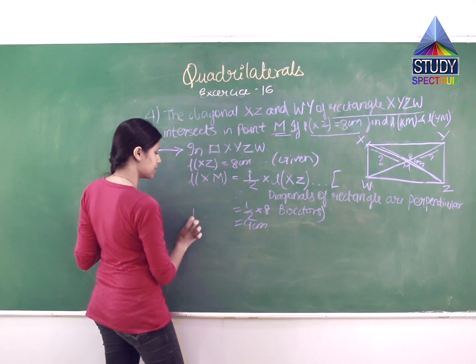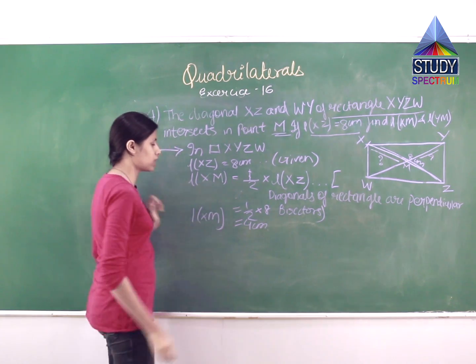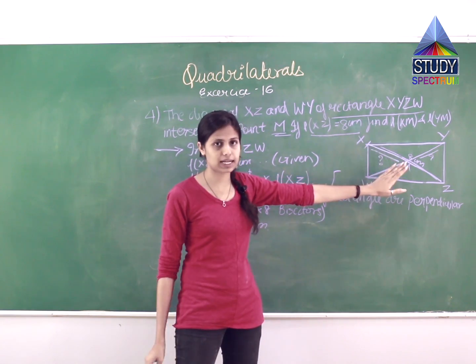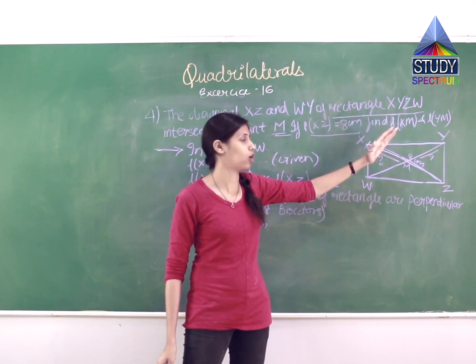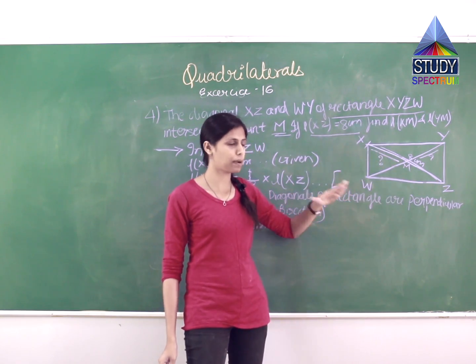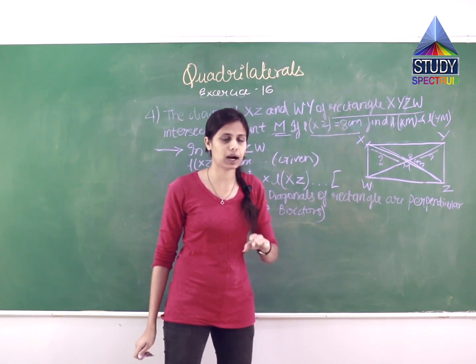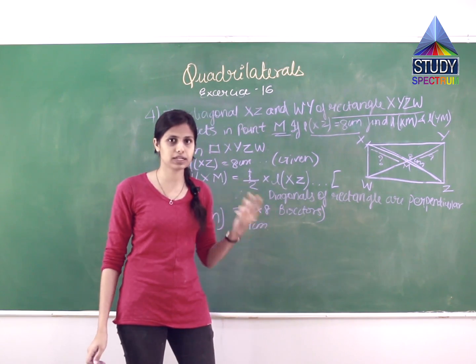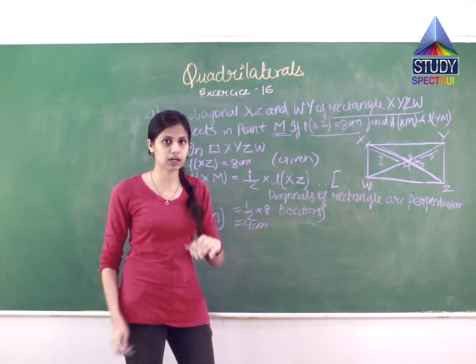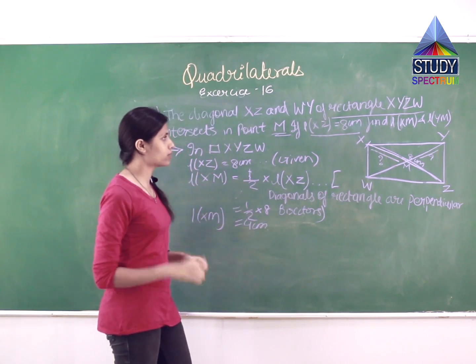So copy this like that only, XM. So the length of XM we got as 4 centimeter, because they are the equal dividers or the bisectors of each other. So XZ is divided into two equal parts. If 8 is divided into two equal parts, what will be the length of these parts? 4 centimeter and 4 centimeter, totaling to 8 centimeter. So the answer of this is 4 centimeter.